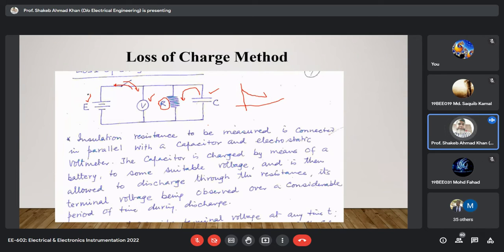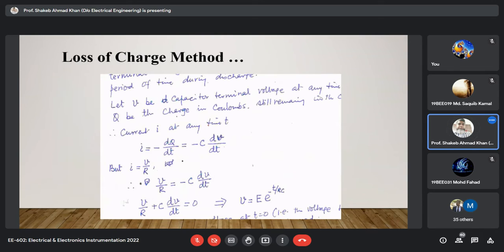So this is how the experiment is conducted. We note down the discharging voltage, the diminishing voltage across the capacitance, and the time. These two things we note down.